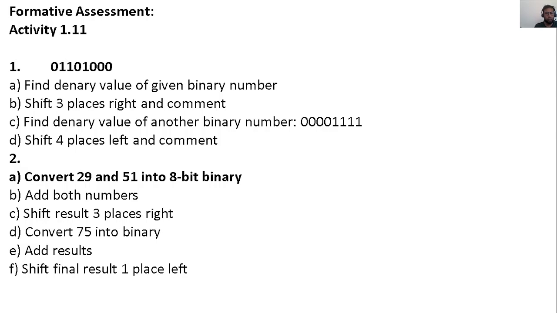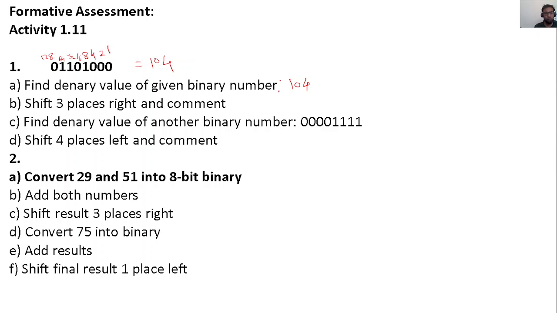What we have to do is first find the decimal value of the given binary number. We have revised it already. We put the place values 2, 4, 8, 16, 32, 64, and then 128. Let's keep it that way, as this bit is 0, so it won't affect. 64 plus 32 is 96, plus 8 gives 104. So this is part A, find the value. The answer is 104.